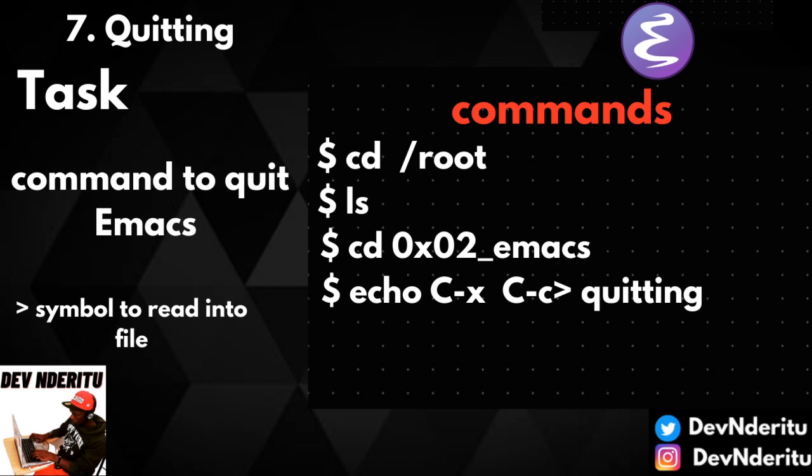Then for quitting, echo, let me just repeat again. Echo is an inbuilt Linux command that prints out arguments as standard output. So the command for quitting is C-x space C-c. Then you put the greater than symbol and you write the word quitting, and with this you'll be able to successfully have quit Emacs.